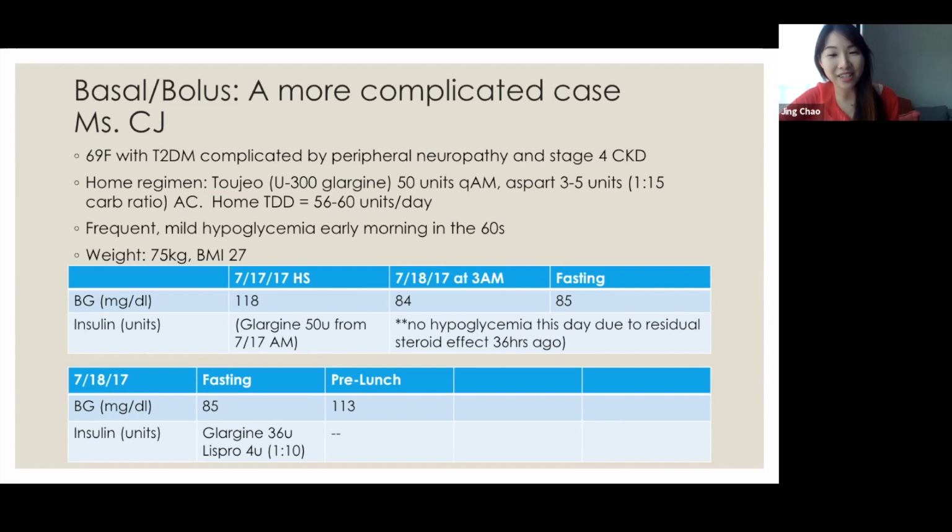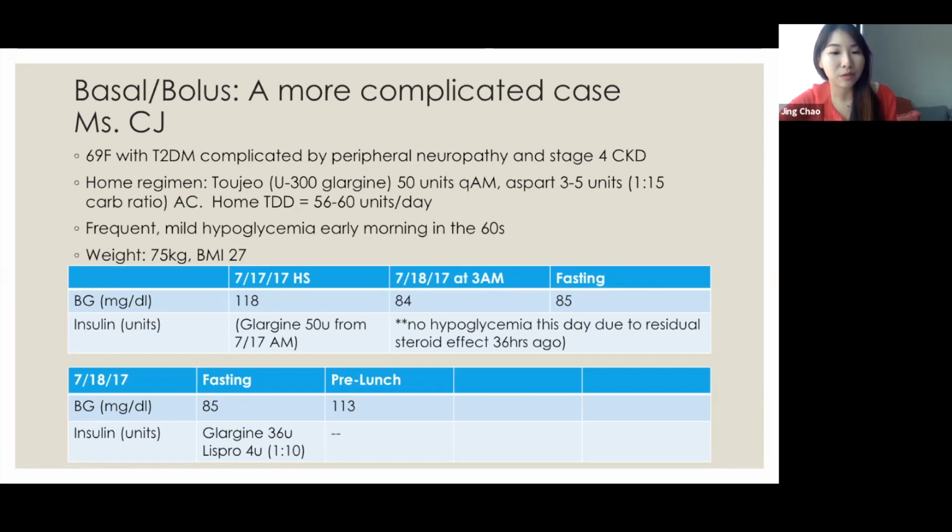So that's the only reason she's not hypoglycemic. And then on the second day, you see that her fasting blood sugar, again, is 85 and pre-lunch is 113. So what I did was that I took her total daily dose, cut it in half. Okay, so 60 units a day, half of that is 30 units. So I did not go down all the way to giving her only 30 units of Glargine. I gave her a little bit of a higher dose, 36 units.